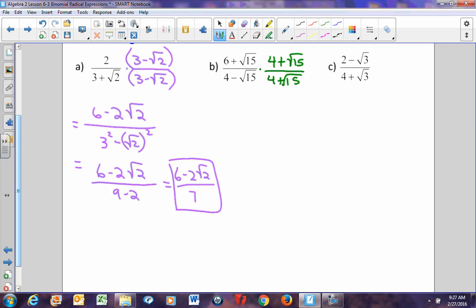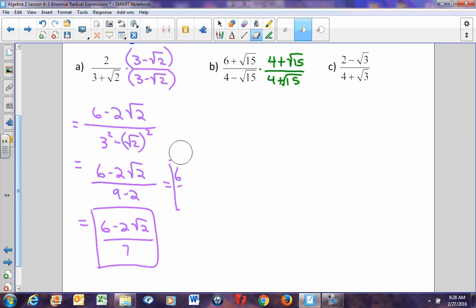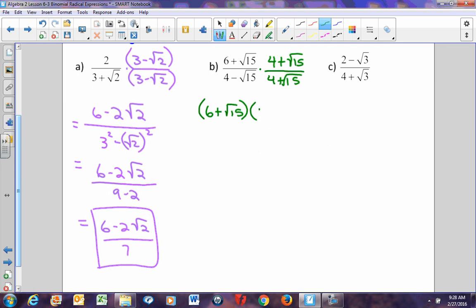I'm going to rewrite this answer over here: 6 minus 2 square roots of 2 all over 7, my final answer. I'm going to erase this, remove space. There we go. So, I'm going to have on the top 6 plus the square root of 15, and I'm going to multiply that by 4 plus the square root of 15. On the bottom, I'm going to have 4 squared minus the square root of 15 squared.